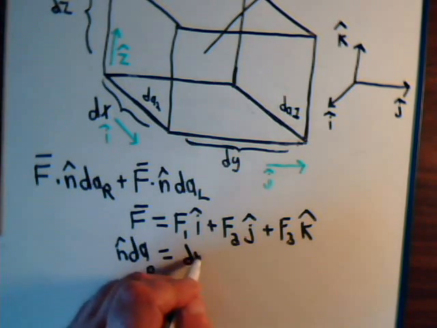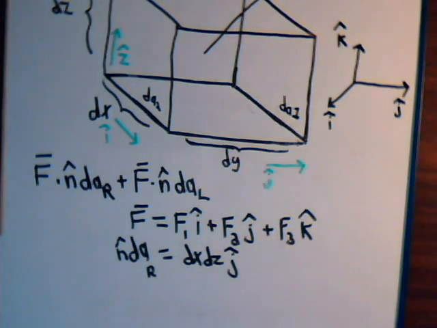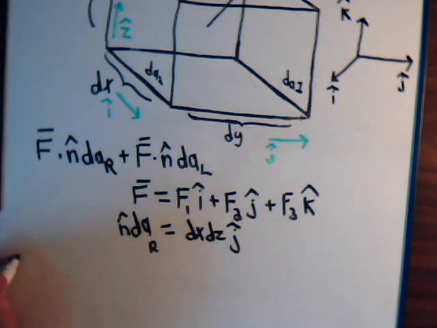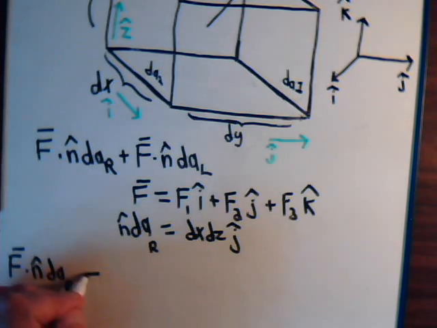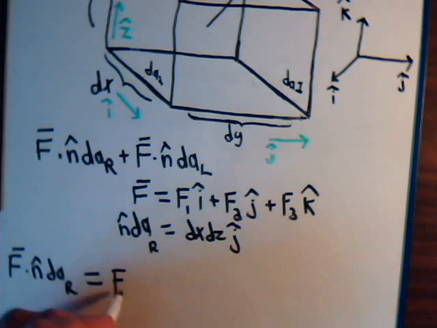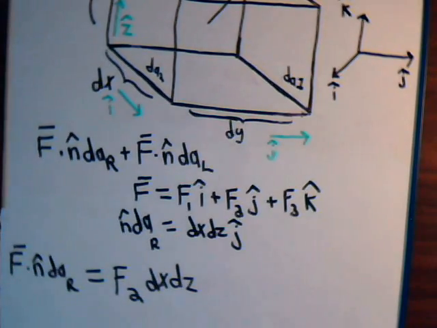And this is dx dz j. So we take this dot product, and that will just be j dot j F2 dx dz.